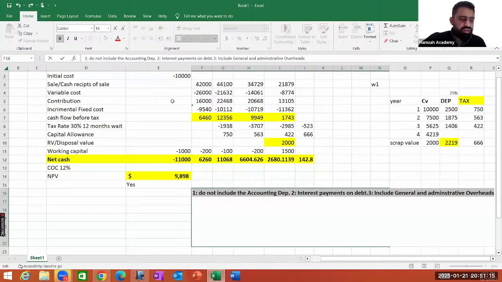So remember, interest payment, depreciation, and administrative overhead, which are existing fixed costs, should not be adjusted in the NPV format. If we include these things, then the NPV would not be the correct NPV. That would not be accurate. So remember these 3 points as well.